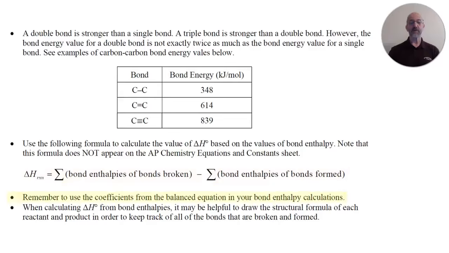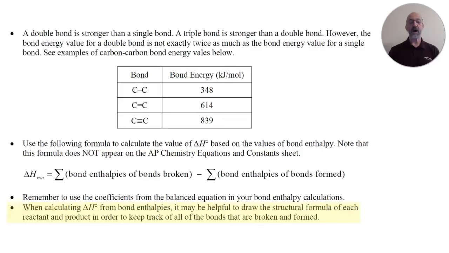Remember to use the coefficients from the balanced equation in your bond enthalpy calculations, and as I showed you in this lesson, it can be helpful to draw the structural formula of the reactants and the product molecules in order to keep track of all of the bonds that are broken and formed when you're doing your calculation of delta H from bond enthalpies.